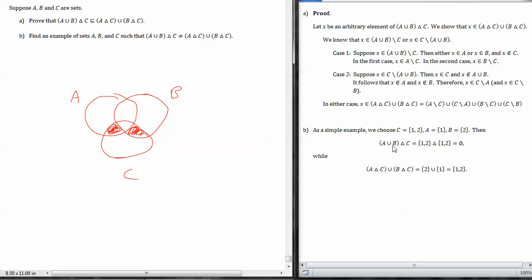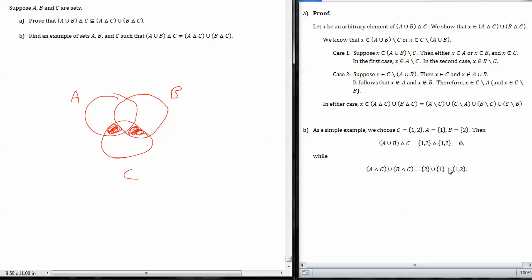And then A union B would be the entire set C, right? And so this is just C symmetric difference C, and there's no difference between those. So the symmetric difference is the empty set. Whereas if we take A symmetric difference C first, then we're going to get 2. And B symmetric difference C is 1. And then if we take the union afterwards, we get 2 union 1, and we get the entire set {1, 2}, which just happened to be C.